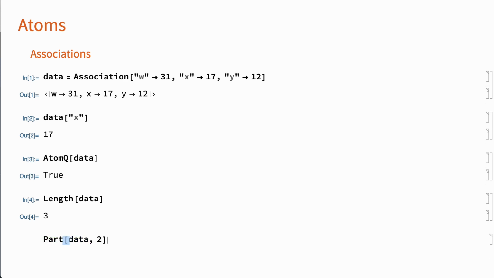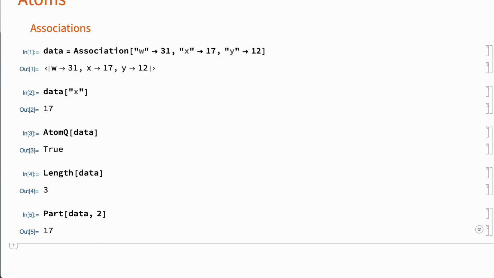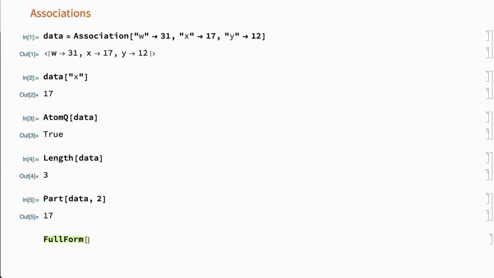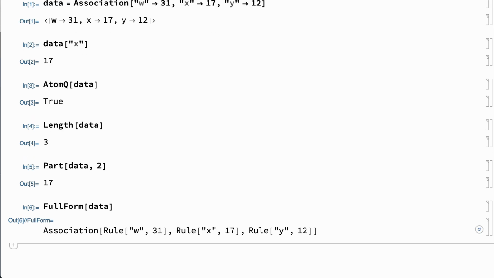This input uses the Part function to pick out the value associated with the second key in the association, which is also similar to what would happen if the association was a normal expression. And FullForm of the association uses commas and square brackets, which is the notation used for a normal expression.